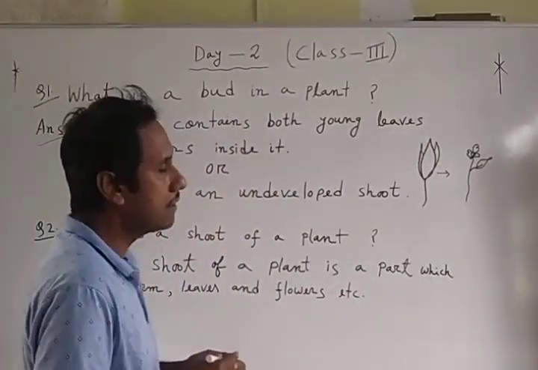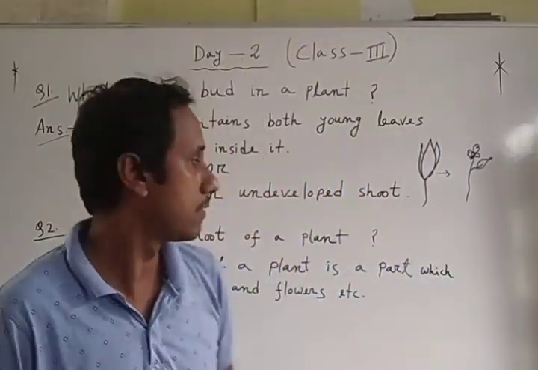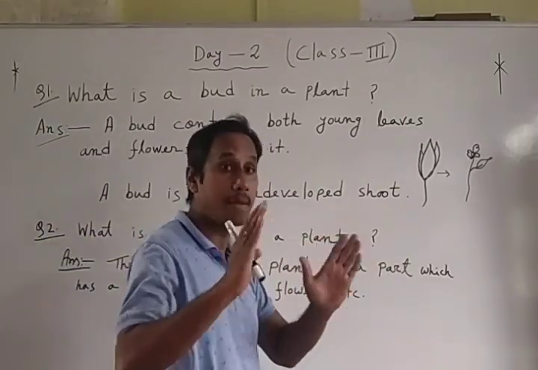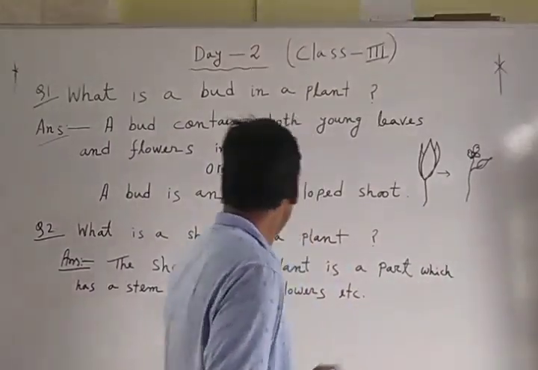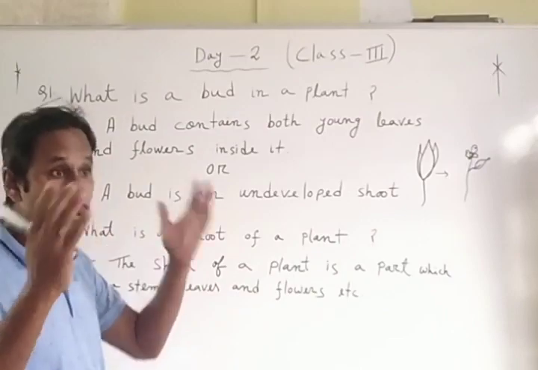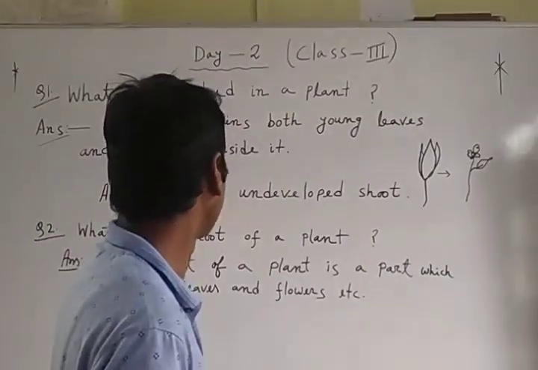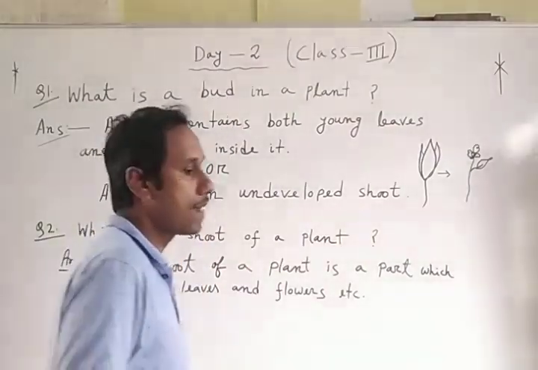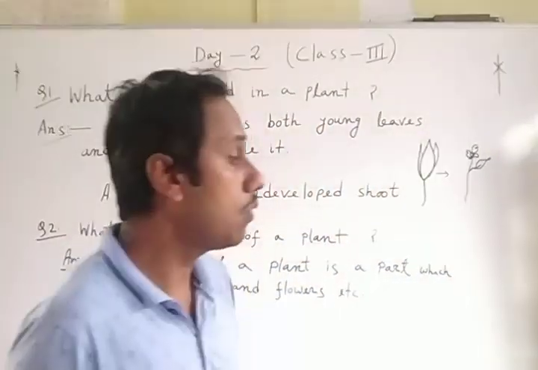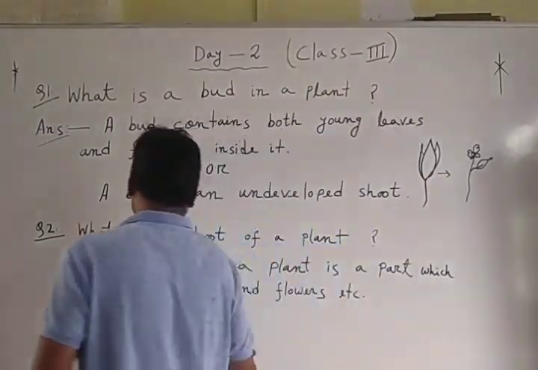In the previous class, I told you about the shoot system. So what is a shoot? The shoot of a plant is the part of a plant which has the stem, leaves, flowers, fruits and seeds. They are called the shoot system. In the previous class I discussed that, and today I am going to discuss the root system.